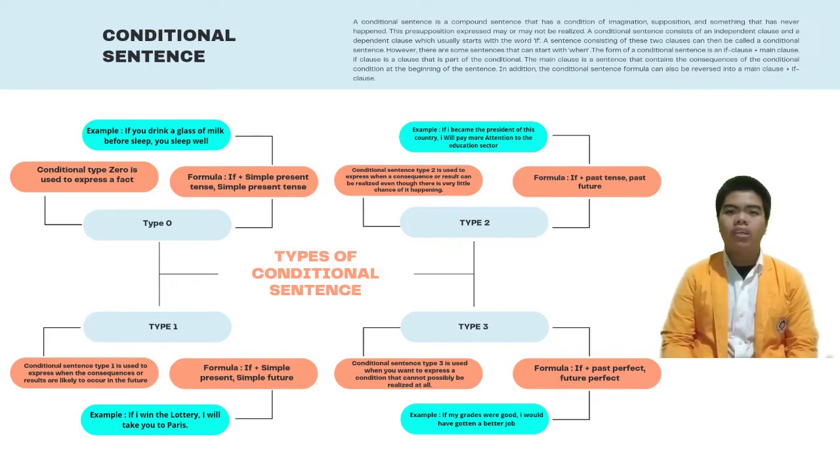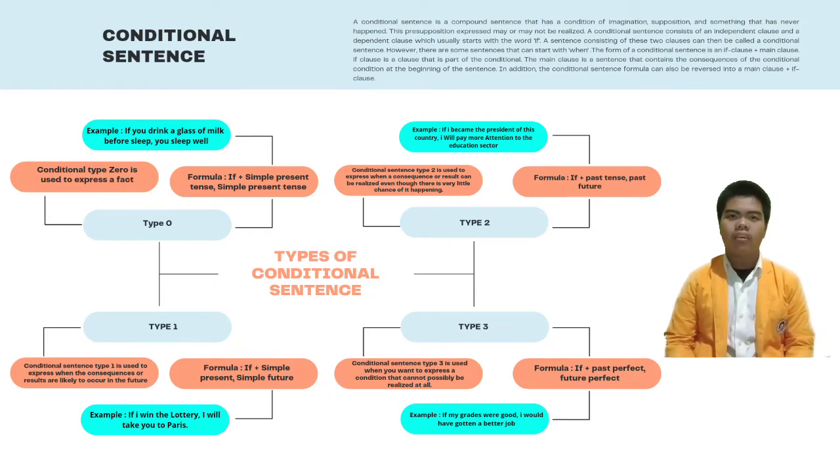The example from conditional type 2 is: if I became the president of this country, I would pay more attention to the education sector. The example sentence is correct because it is based on the conditional type 2 formula, namely if, and I become the president of this country is past tense, and I will pay more attention to the education sector is past future.